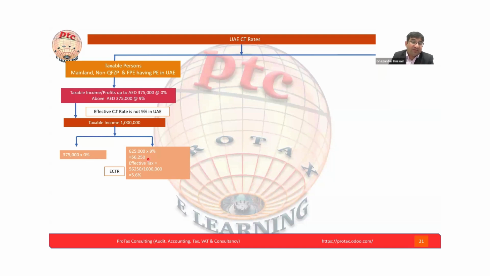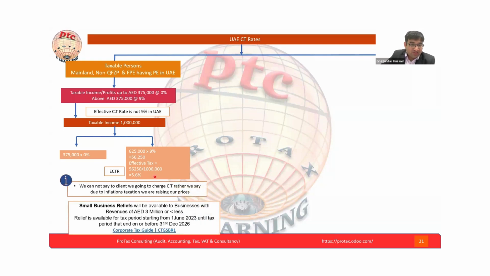56,250. Now, what is the effective tax rate, and why are we calculating it? This is also an important part. The effective tax rate is the amount of tax we are paying against the 1 million: tax amount divided by taxable income. So this comes to 5.6% effective tax rate. We are not paying the 9%. It may vary according to the business's effective tax rate.